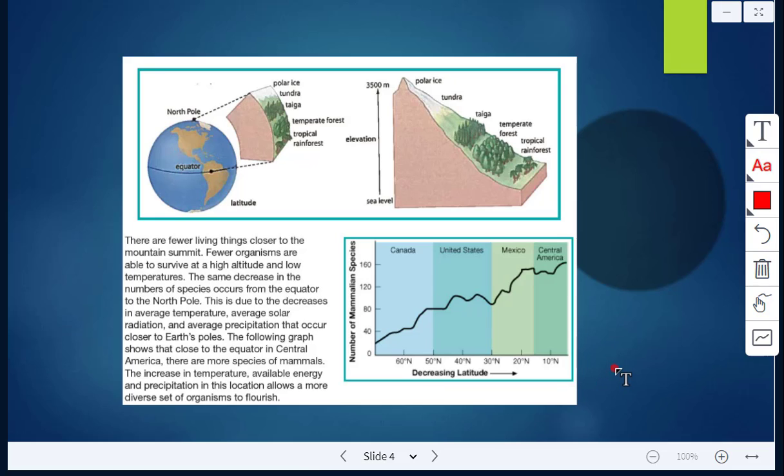Looking at the graph here, we can see that close to the equator in Central America, right here, there are more species of animals. All right, so the number of mammalian species is on the left-hand side, and then decreasing latitude. The increase in temperature and the available energy and precipitation in this location allows for a more diverse set of organisms to flourish, and that's why we see that increase in the number of species.